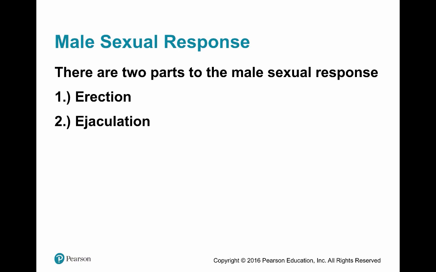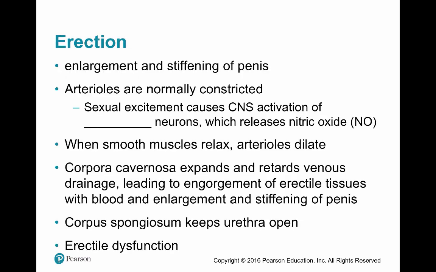And so when we're talking about the male reproductive system, we have to start talking about the physiology, and it's going to be enacted through the sexual response. There are 2 parts of the male sexual response: both an erection and ejaculation. So, erection. An erection is just an enlargement and stiffening of the penis.